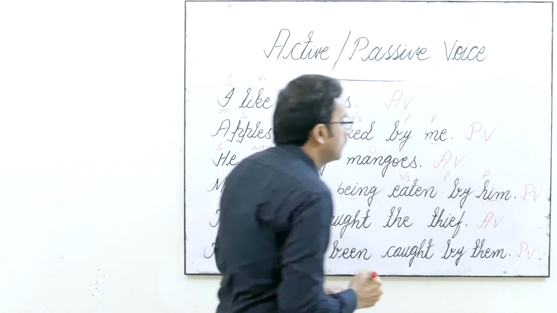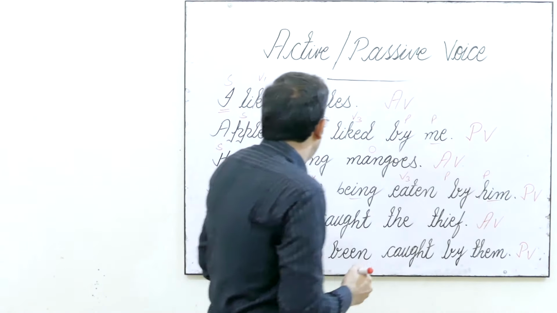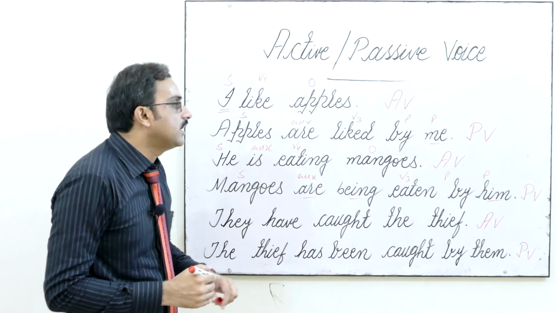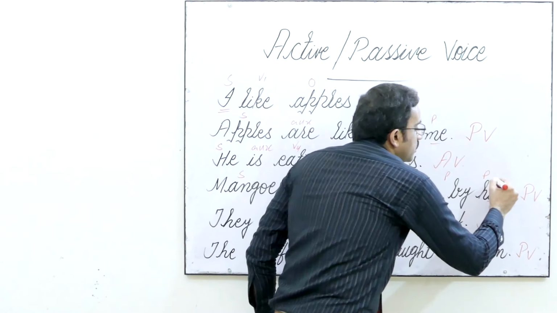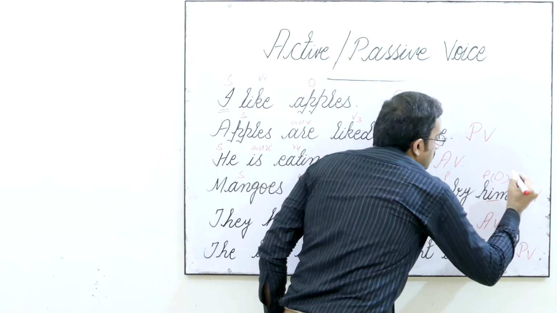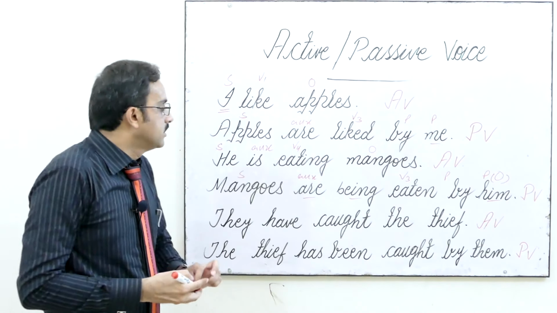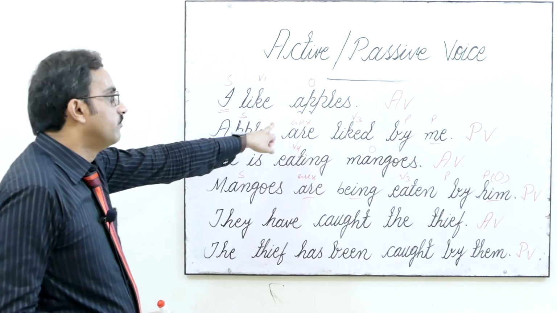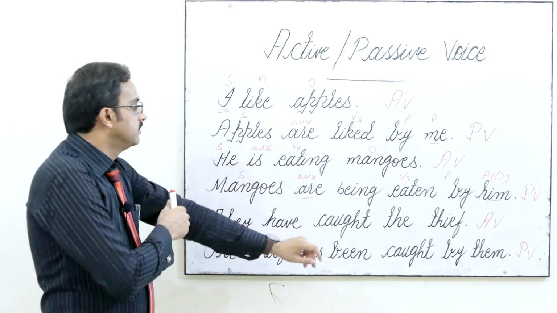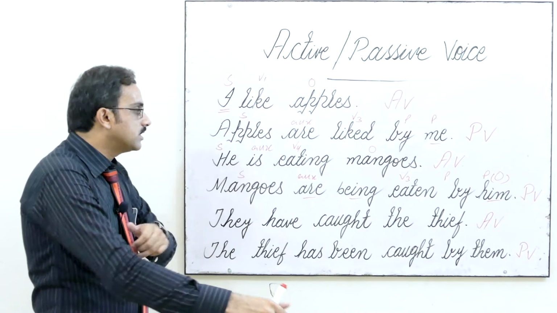This is your pronoun. Now, your mangoes are being eaten by him. So this is your object. Got that? We did present simple. We did present continuous.